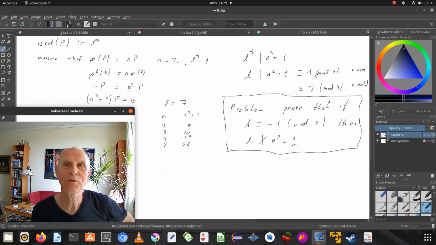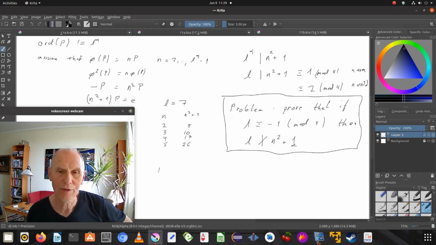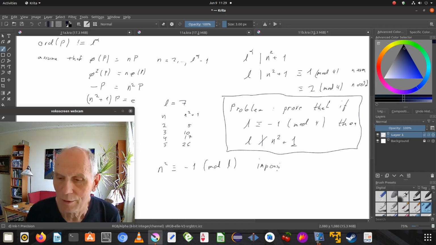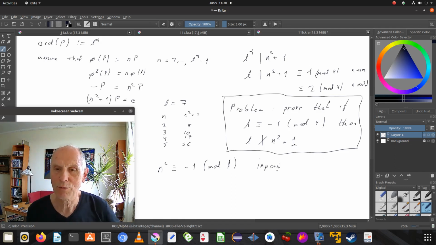Almost as soon as I turned off recording, I got an idea. This means that minus 1 is equivalent to minus 1 modulo L. And that means that minus 1 is a square in L. And we know that's impossible. I've removed the microphone, so the sound was very poor there.